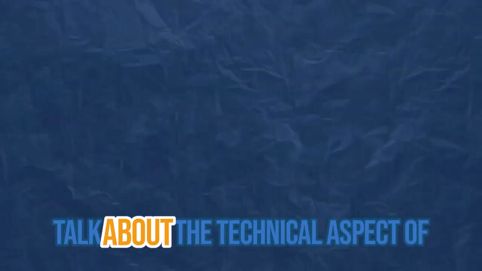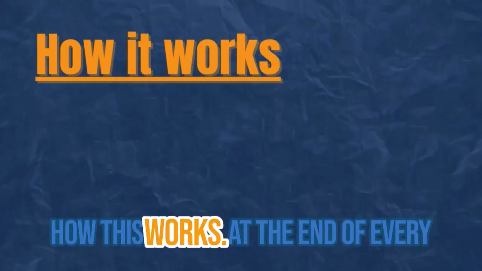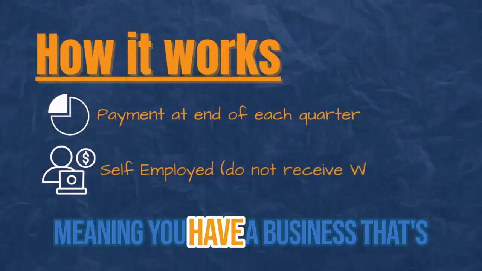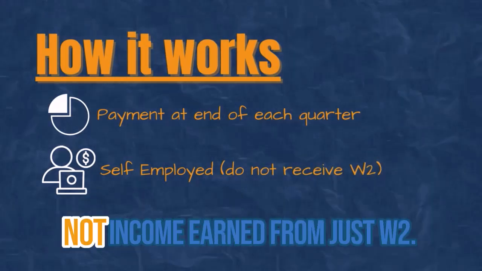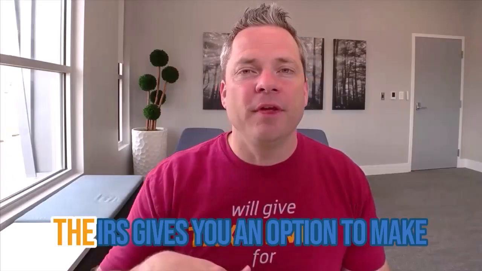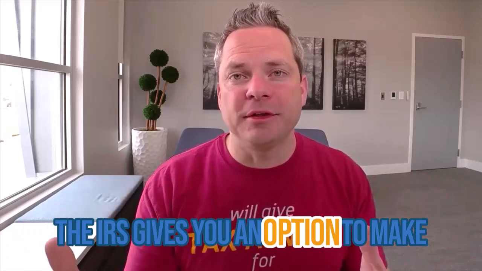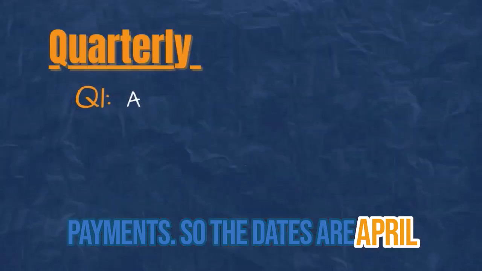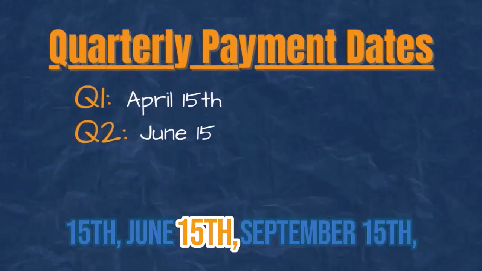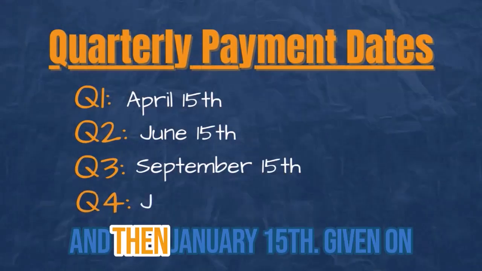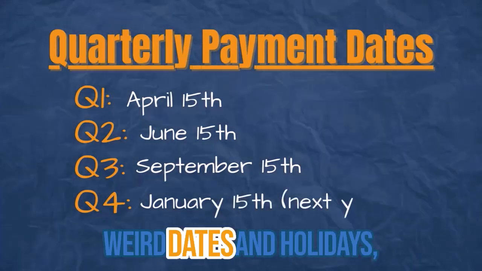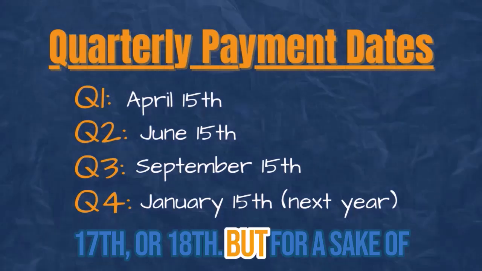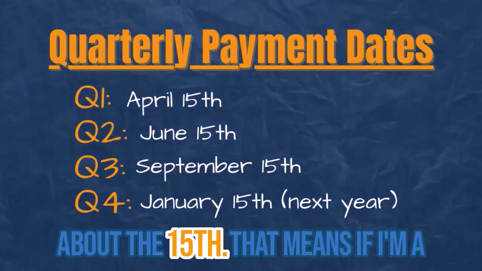That will matter in a minute when I explain a little bit more. But let's talk about the technical aspect of how this works. At the end of every quarter, if you're self-employed, meaning you have a business that's not income earned from just W-2, the IRS gives you an option to make payments. So the dates are April 15th, June 15th, September 15th, and then January 15th. Given weird dates and holidays, sometimes that falls on a 16th, 17th, or 18th, but for the sake of understanding it, we're just talking about the 15th.